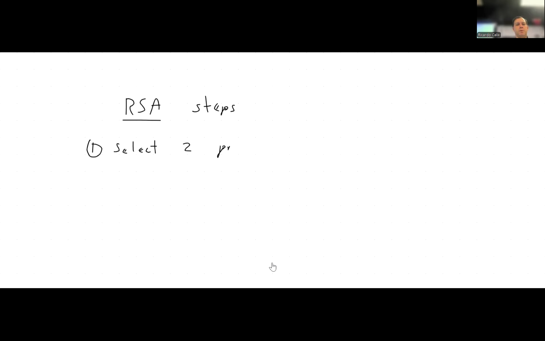Two prime numbers, P and Q, such that P is not equal to Q. All right, so we're going to need to select these. So you know what prime numbers are, right? And so we just need to find them.